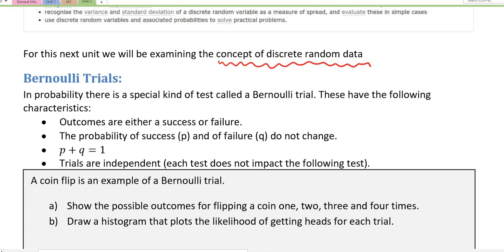And trials are independent, so each test doesn't affect the next. So for instance, flipping a coin is the classic example of a Bernoulli trial, because it doesn't matter what coin you just flipped, the coin doesn't remember. So when you flip another one, you're good to go.